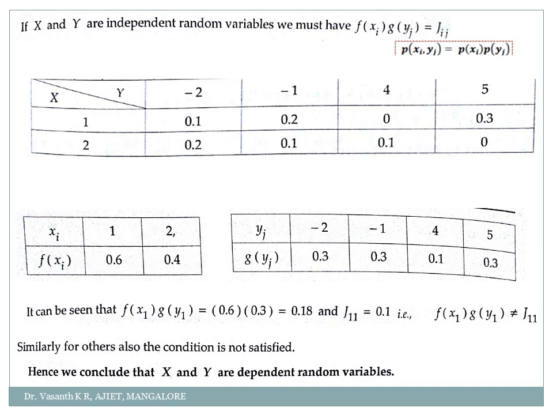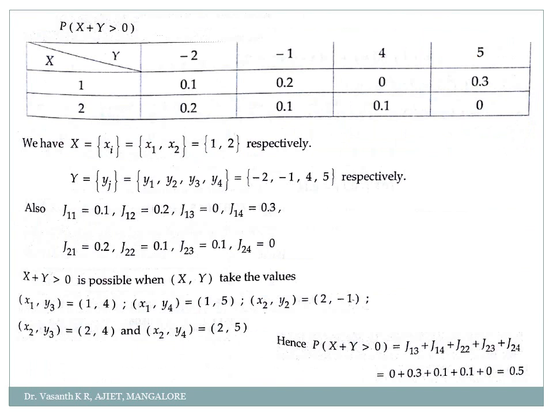Okay, in this question they have asked another one. Also find probability of x plus y greater than 0. See here, they have asked me to find probability of x plus y greater than 0. So x plus y means what? X will take which values? 1 and 2. Y will take which values? Minus 2, minus 1, 4 and 5. So x plus y means when I add values of x and y, it should be greater than 0. Its probability I should find here.